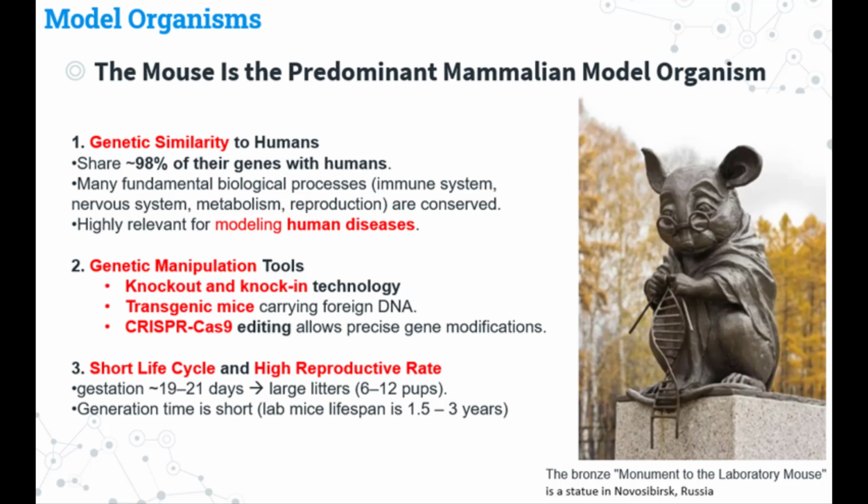And for practical lab work, they're pretty efficient too, right? Short life cycle and high reproductive rate. Definitely helps speed things up. A gestation of only about 19-21 days leads to large litters, 6 to 12 pups, and the generation time is short. Lab mice typically live 1.5 to 3 years. So you can study multiple generations relatively quickly. Exactly. It accelerates research timelines considerably compared to, say, studying similar processes in larger mammals.